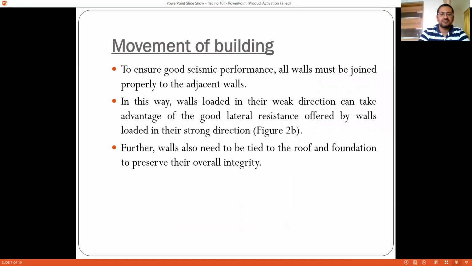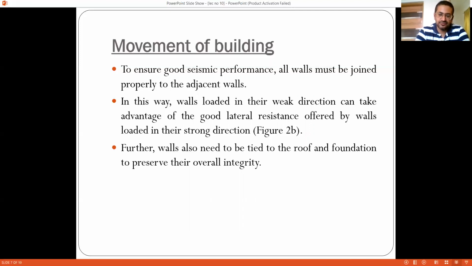To ensure good seismic performance, all walls must be joined properly to the adjacent walls. In this way, the walls loaded in the weak direction get the advantage of the good lateral resistance offered by the walls loaded in the strong direction. Right. So what is going to happen when everything is in the box section? Whenever the force is applied on the shorter walls, they will get the support from the longer walls, and as a result they will be able to resist the forces that are going to be applied.